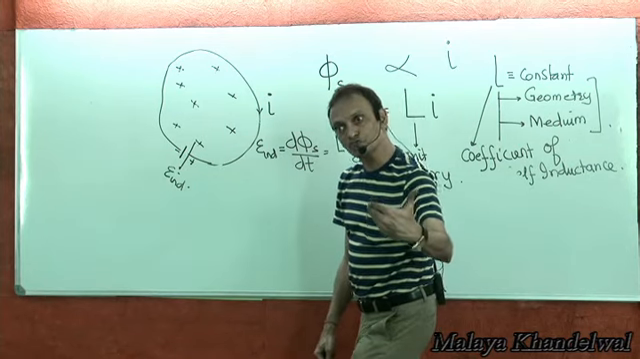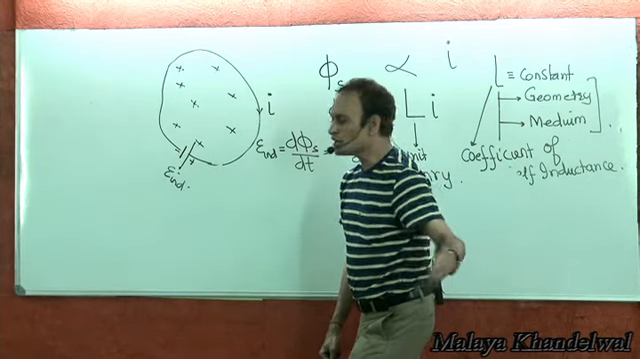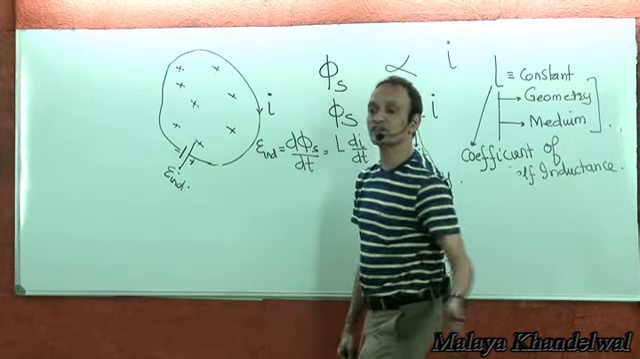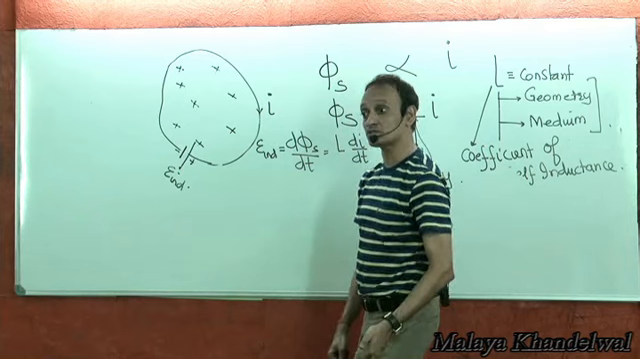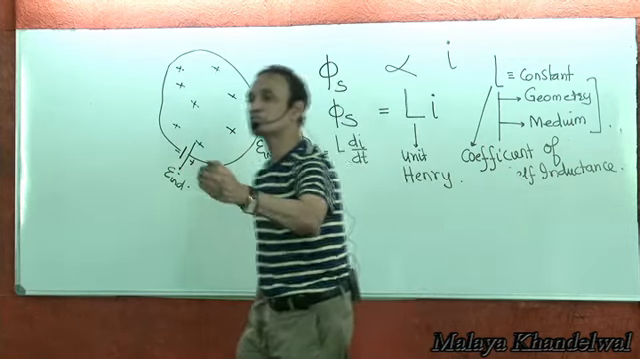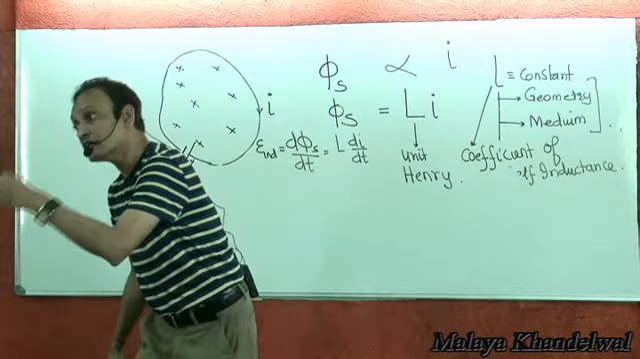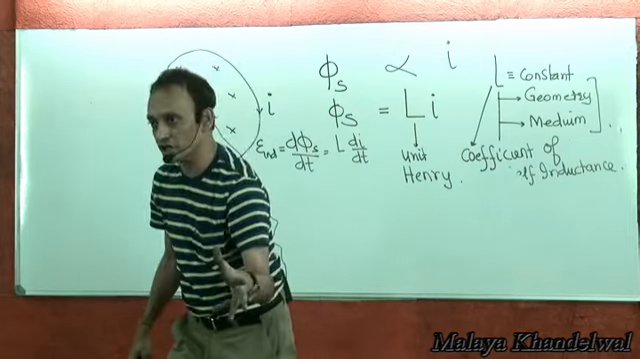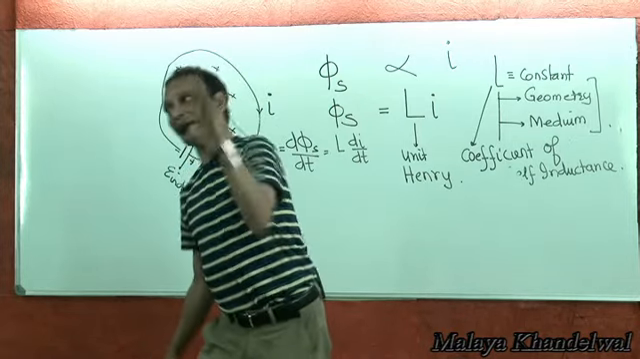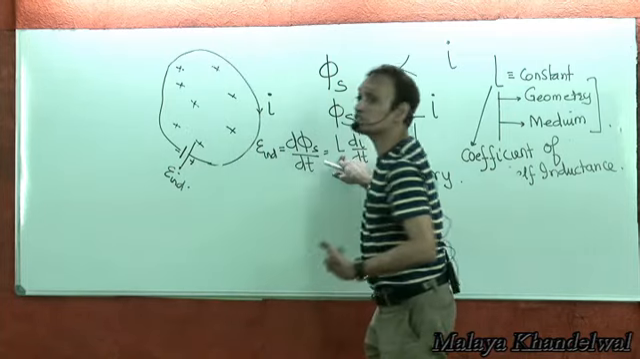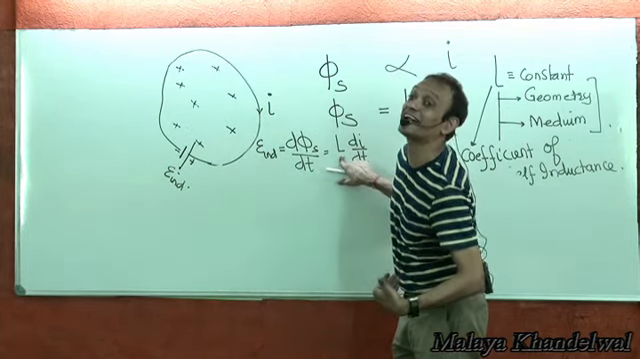It opposed change of motion, mass opposed change of motion. If a body was moving with constant velocity, two bodies, one of mass 5 kgs, the other one of mass 10 kgs, which one would have greater inertia? Which one would resist change more, 5 kgs or 10 kgs? 10 kgs. Mass was a measure of mechanical inertia, right? Opposing mechanical changes. This L is a measure of what we refer to as an electrical inertia.